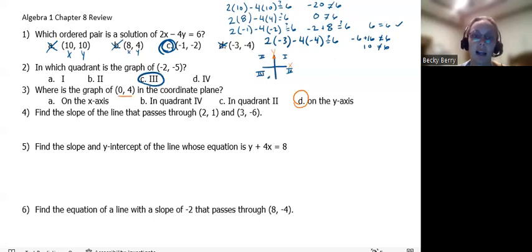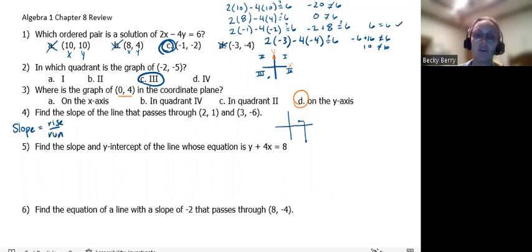Find the slope of a line that passes through 2, 1, and 3, negative 6. We could draw it. If you wanted, you could get a good graph paper and you could plot where 2, 1 is and where 3, negative 6 is. And then you can find the stepping distance between them. We could also remember that our slope is our rise over our run.